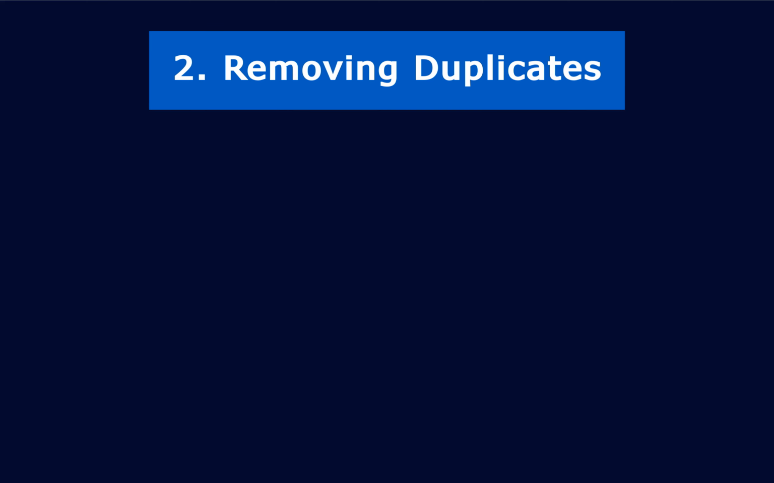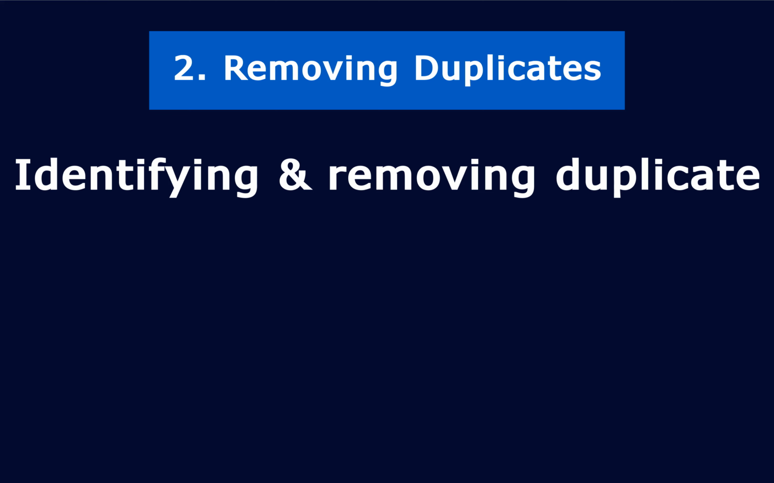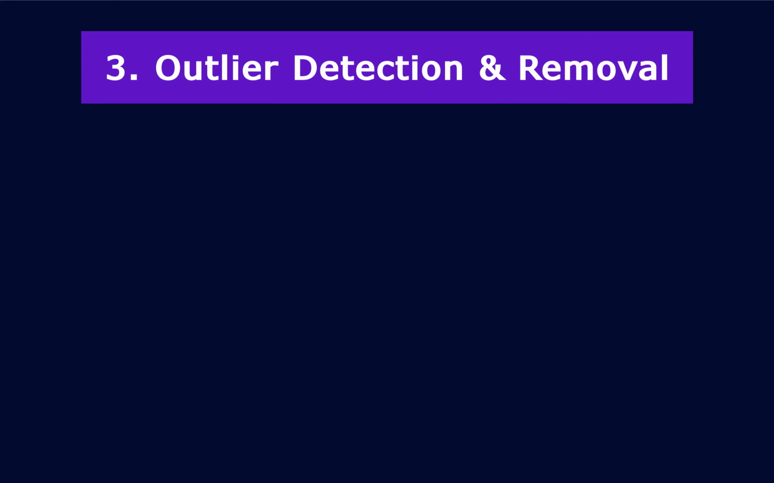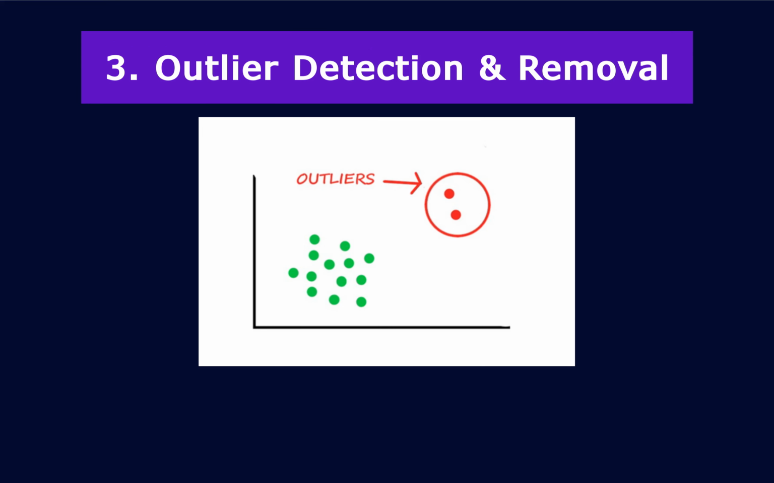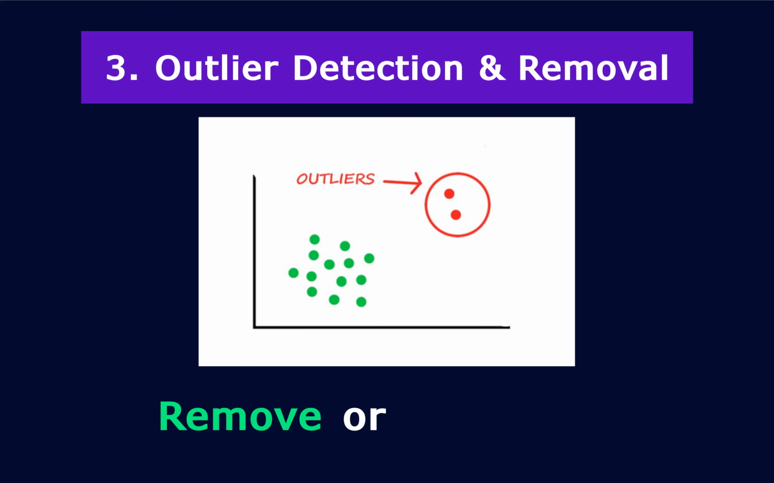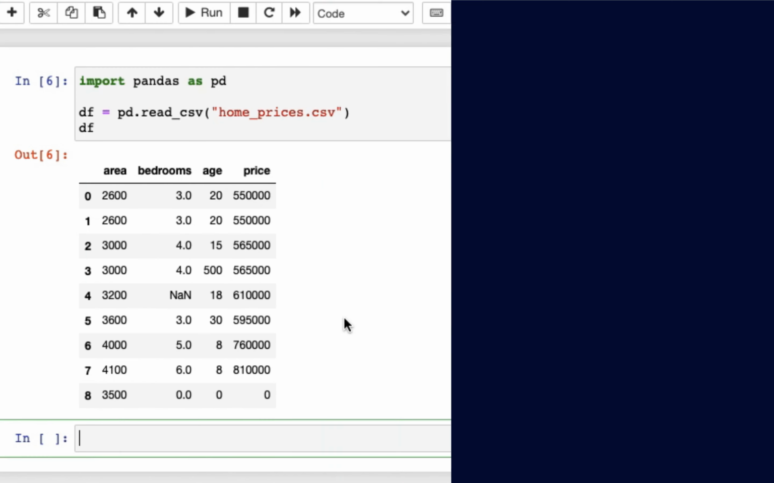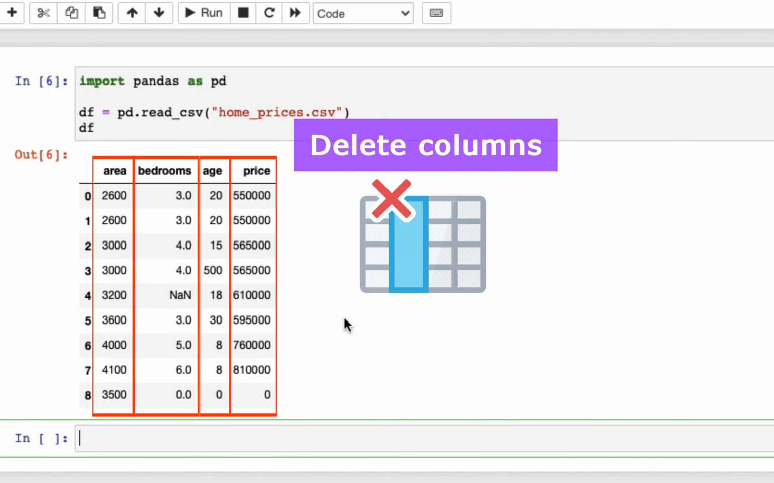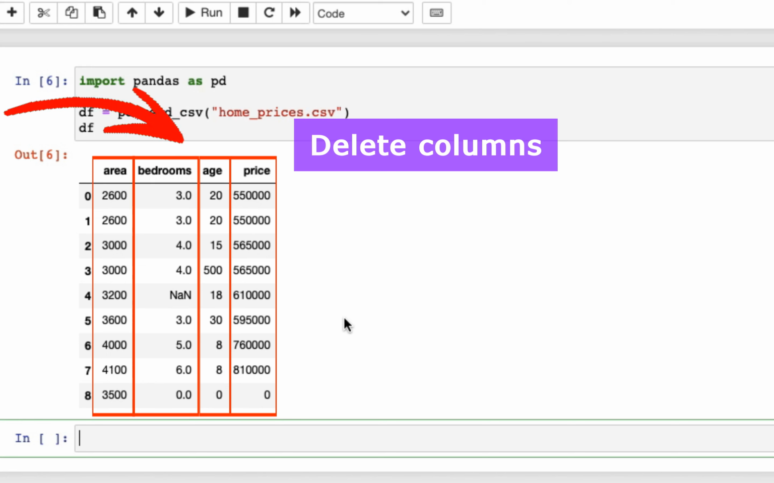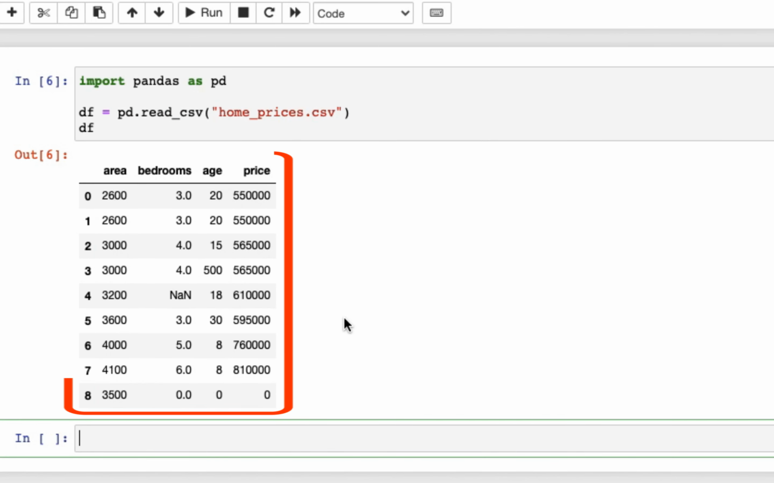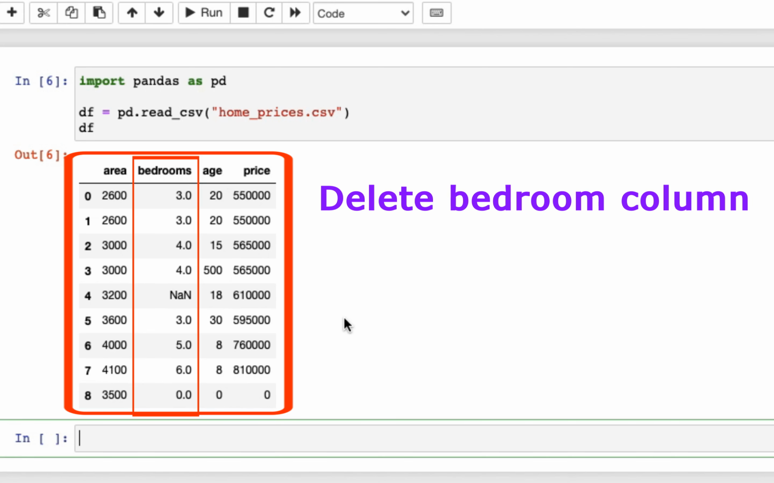Removing duplicates. Identifying and removing duplicate entries to avoid bias in the model. Outlier detection and removal. Identifying outliers that can skew the results and deciding whether to remove or transform them. Deleting rows or columns. Deleting columns. In the data frame, we can delete a column using the del keyword. In this data frame, we delete the bedroom column.